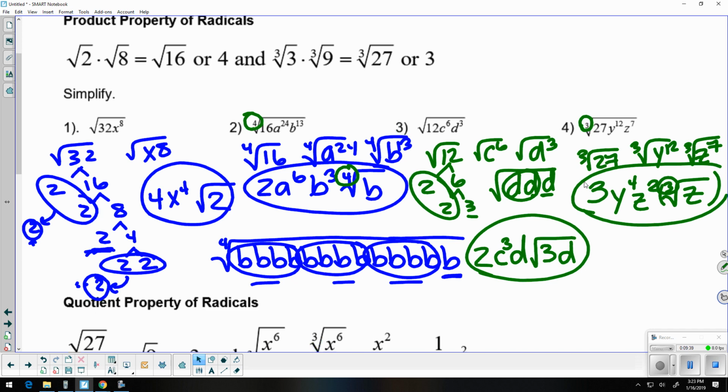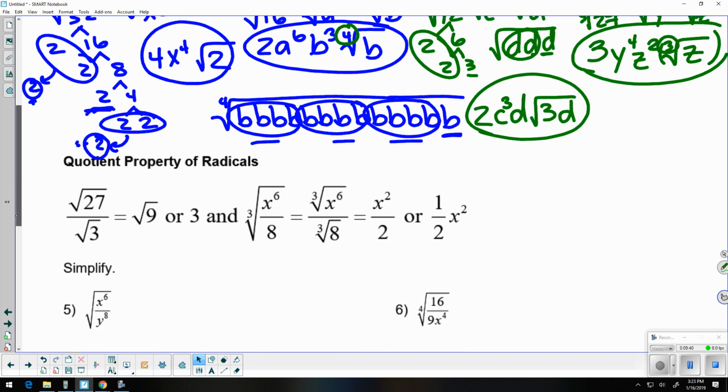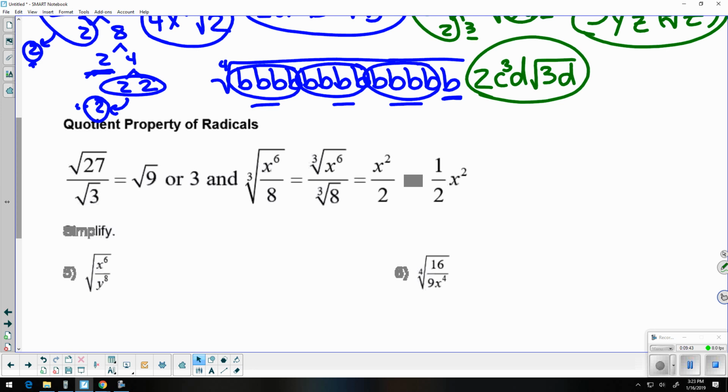Okay, now quotient property of radicals. So it kind of goes through and outlines using the quotient property. But keep in mind, when you're simplifying radicals, you cannot have a radical in your denominator. That's kind of one of the key skills we're going to be practicing in this next part.